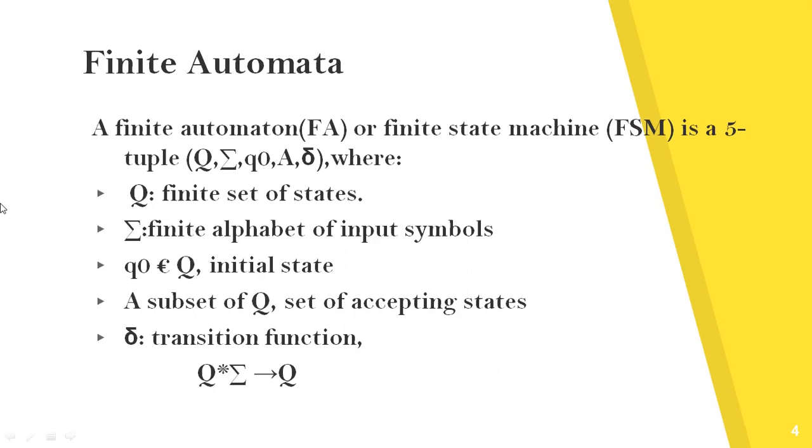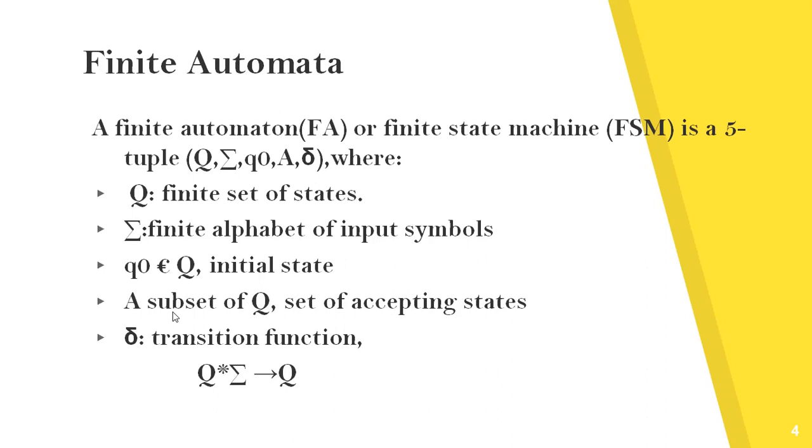Then the third parameter is small q0. That small q0 belongs to capital Q, meaning q0 is a part of our finite set Q, and it represents the initial state of our computational model. Then the fourth is capital A. Capital A is also a set, and it is a subset of Q. Q is our major set, q0 is an element of Q, and capital A is a subset of Q. Capital A represents the set of accepting states, which we also call final states.